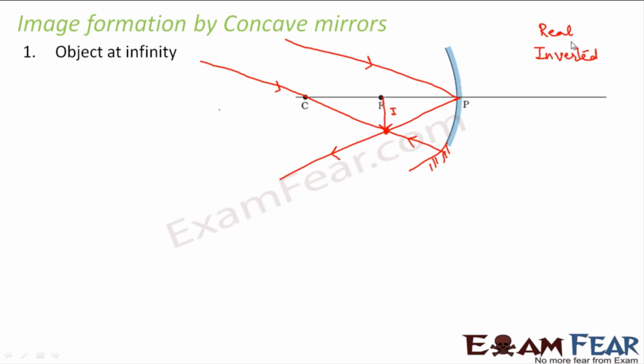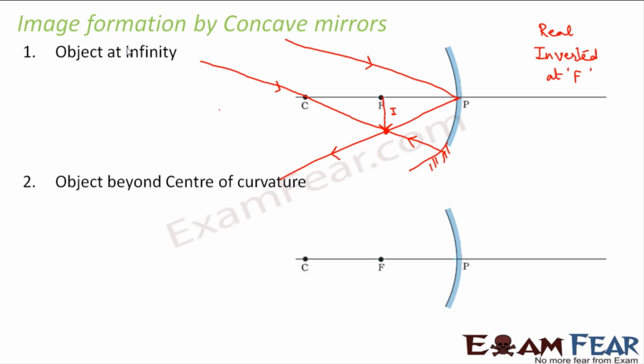So we got a real image, an inverted image, and what is the location of the image? It is formed at the focal length. So that means when the object is at infinity in front of a concave mirror, a real and inverted image will be formed at the principal focus of the concave mirror, right?